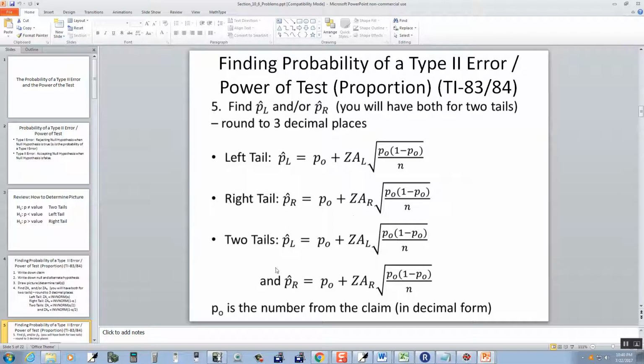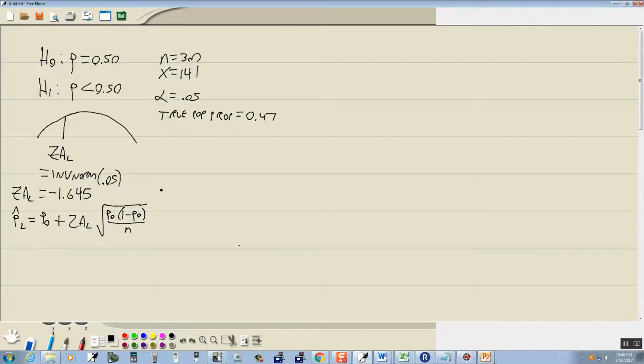Now, usually I have it somewhere on the slide here on this process. You see it says here P naught is a number from the claim, or from H naught H1. So P naught is the 0.50. So that's going to be 0.50 plus Z alpha sub L, which is minus 1.645, times the square root of 0.50 times 1 minus 0.50 divided by N, and N was 300.